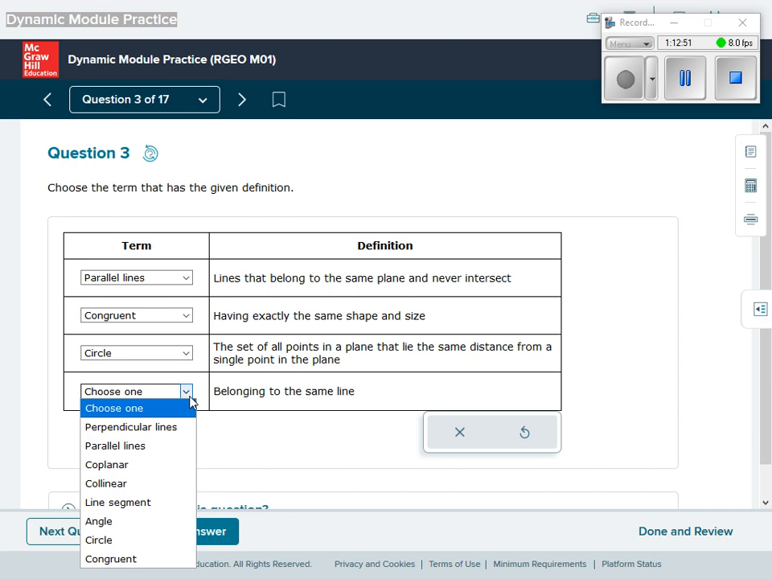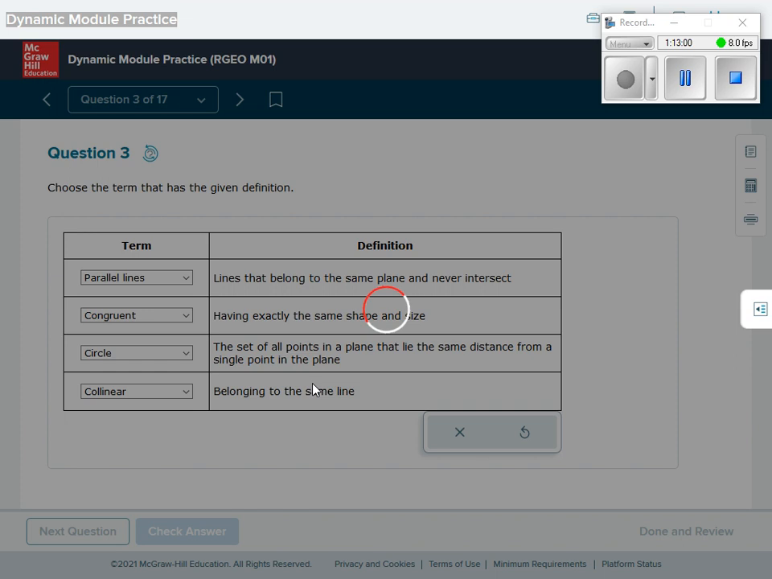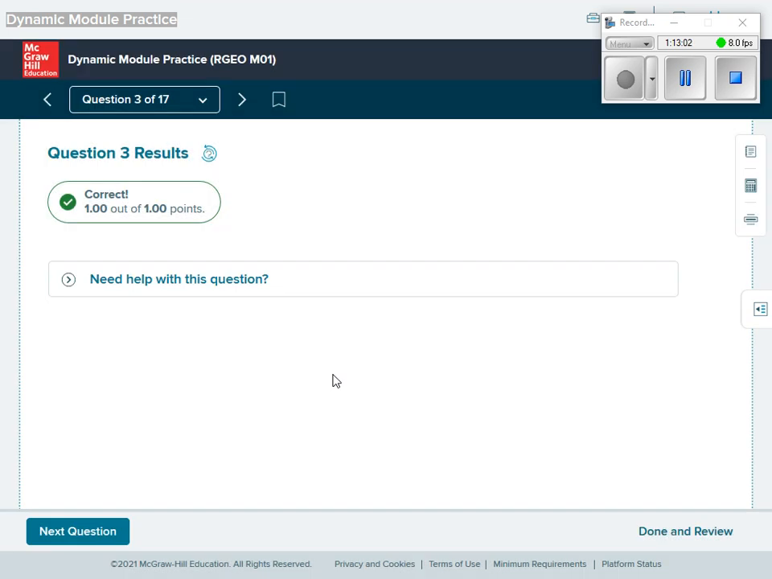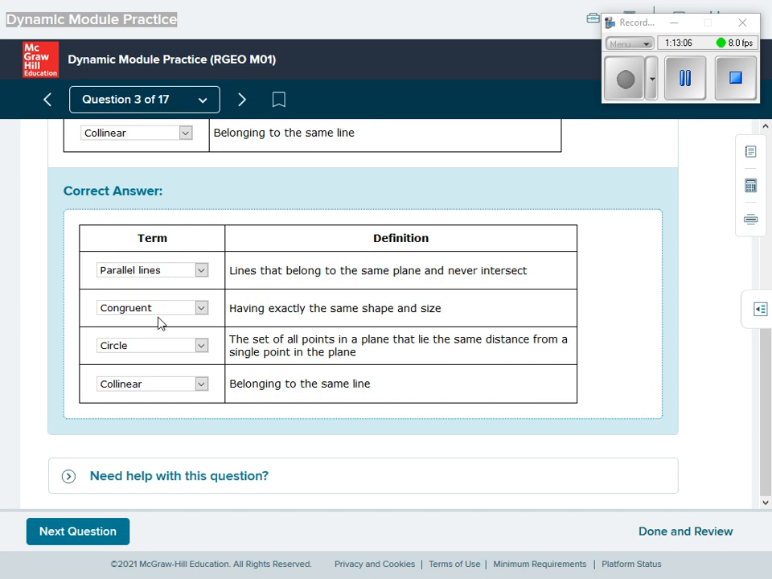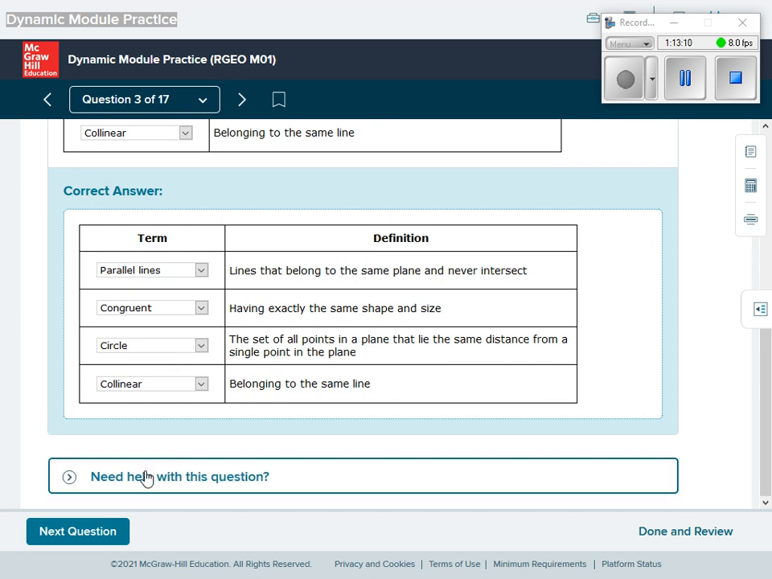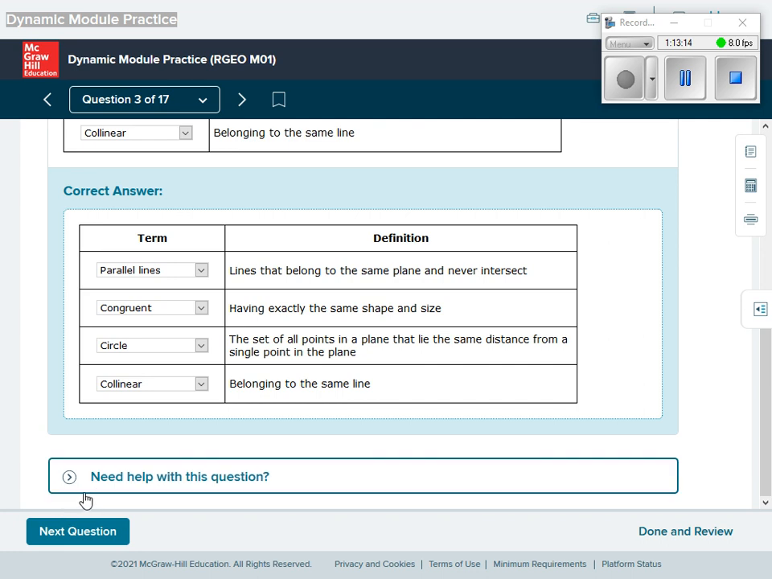Belonging to the same line. What's something on the same line? Collinear, that one we talked about. So what do we do with this? If you miss something and it's something like, we didn't talk about parallel, we didn't talk about a circle, I don't know why they would stick those on here. Were those on your guys' also?